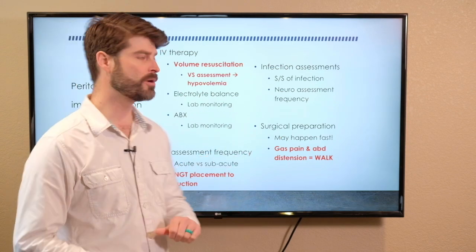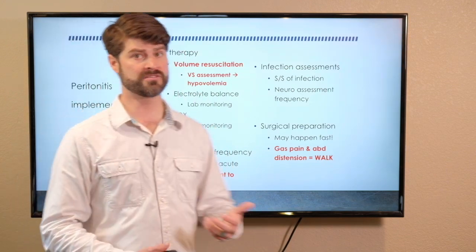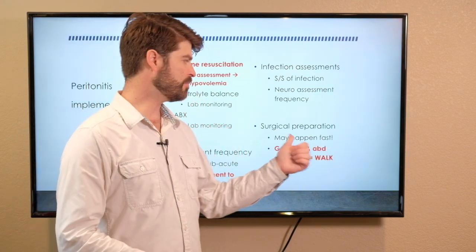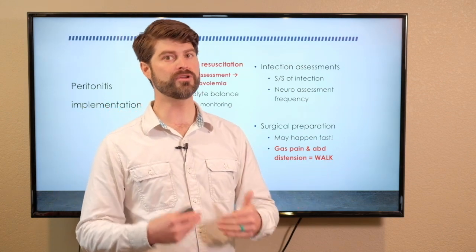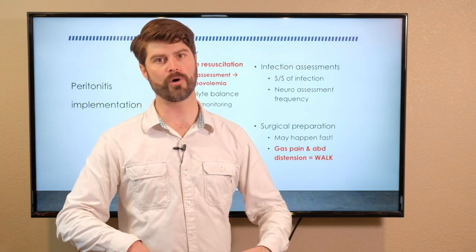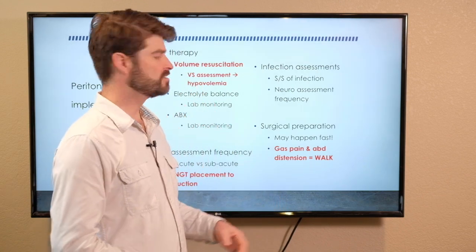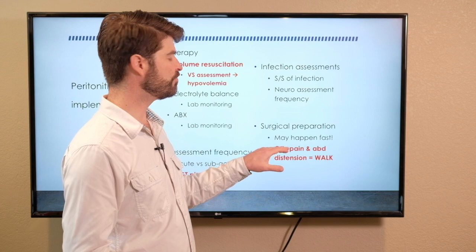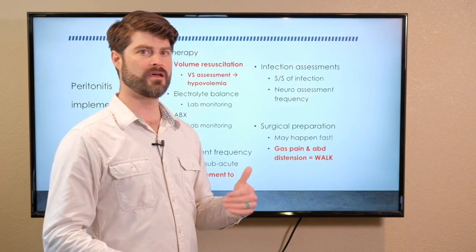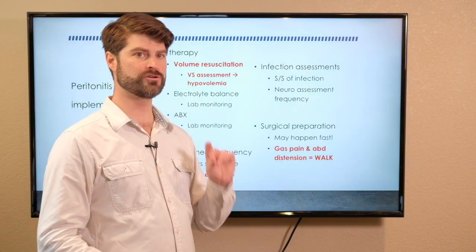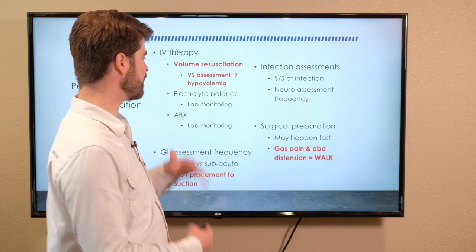And then surgical preparation. One of the big things, if they start becoming hemodynamically unstable, this may happen really fast, right? They may have to go to surgery really quickly for that abdominal washout or to remove the source of their peritonitis. So we want to be very careful in how we set up our care for these patients and always be ready for them to go to surgery within an hour of whatever kind of diagnostic stuff is going on at that time.